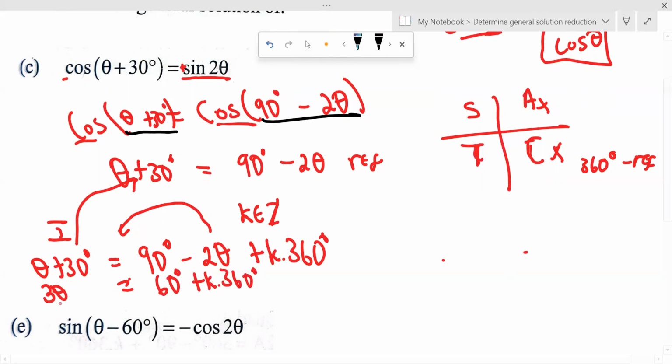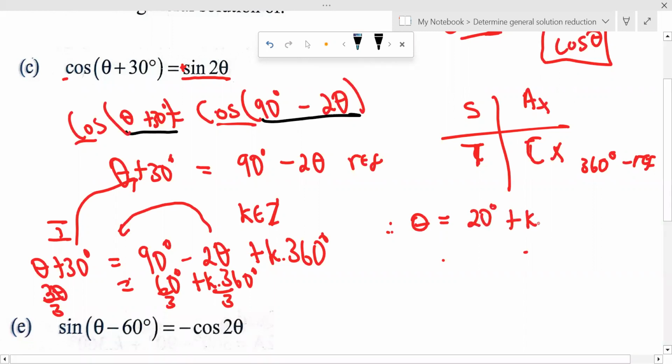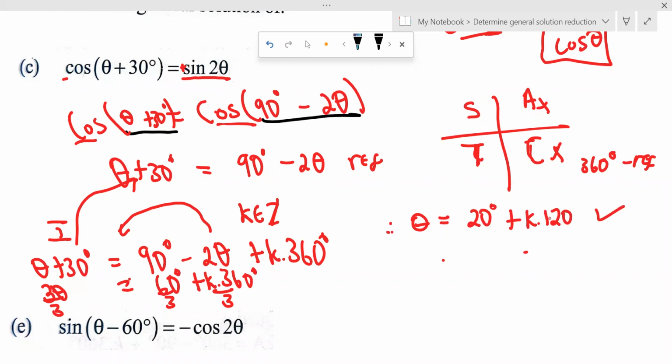Okay, from here we want theta. So we divide through by 3. And then, therefore, our theta is going to be equal to 20 degrees plus K multiplied by 120 degrees. So this is going to be our general solution for the first quadrant.